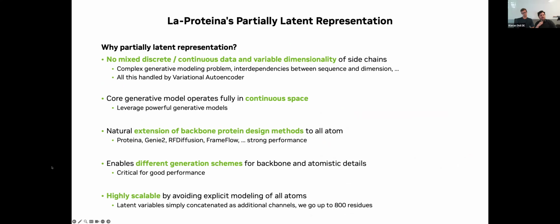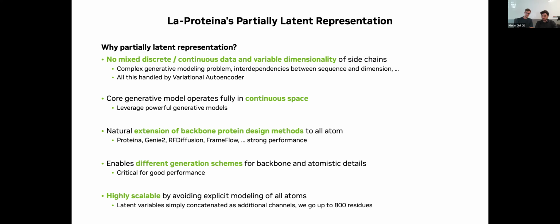So here we go a bit deeper into the motivation for this partially latent representation. This might be a bit repetitive, but I think it's important to emphasize this quite a bit. One of the main motivations here is, again, not having to handle explicitly in the core generative model task these mixed discrete and continuous variables and the variable dimensionality of the side chains. All of this is handled by the variational autoencoder. Our flow matching model then operates in this fully continuous space, and we know that these methods work well in these setups.